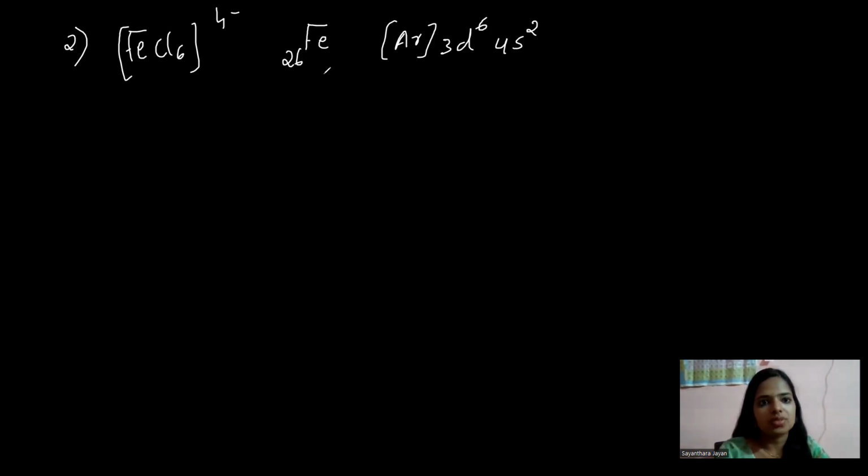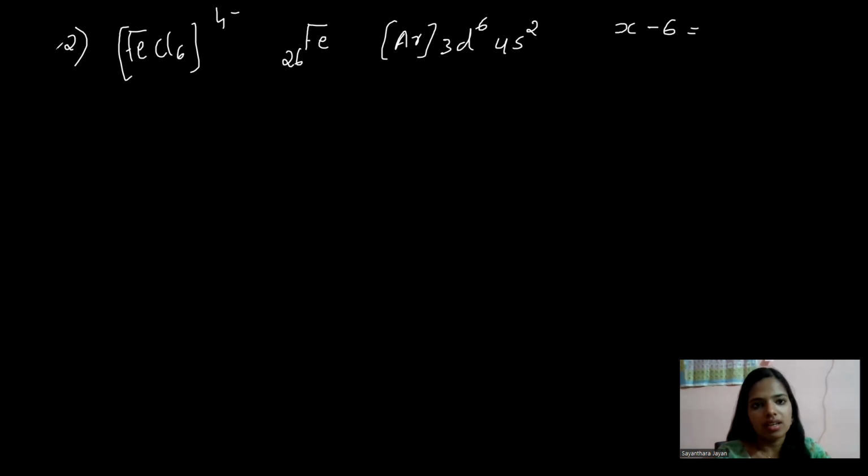Now, if you see here, the complex, you have to calculate the oxidation state of iron in this particular complex, right? So let us take the oxidation number of iron as X. Then 6 chlorine atoms are attached to Fe, right? So for 1 chlorine, the oxidation state is minus 1. So for 6 chlorine, it will come as minus 6, right? Minus 1 into 6 is equal to minus 6.